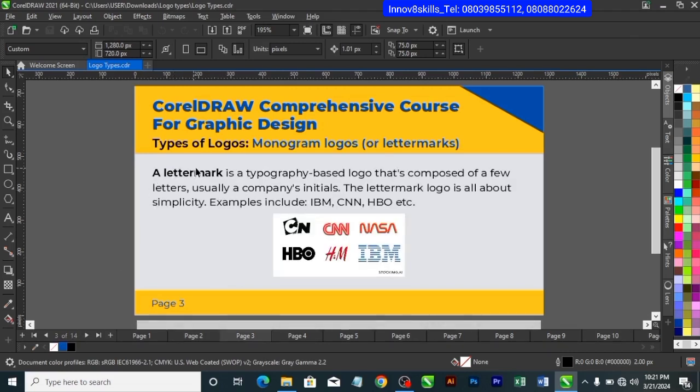So the first one is the letter mark, a typography-based logo that's composed of a few letters, usually a company's initials. The letter mark logo is all about simplicity. For brands that have a very long name, they will just decide to come up with the initials. Like CNN, Cable News Network, like HBO, Home Box Office, and we have IBM, International Business Machines, and so on. So instead of using everything, they'll just use the initials.